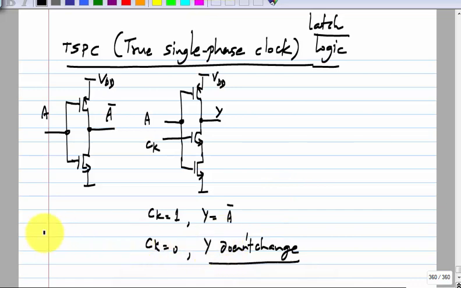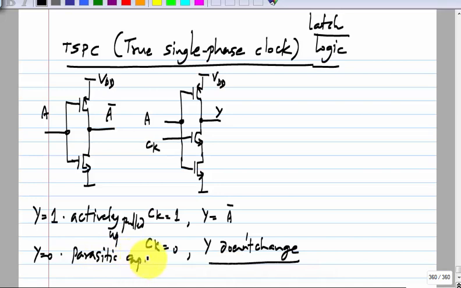So, in this case, when clock is 0, Y equal to 1 is actually actively pulled up, and Y equal to 0 is just dependent on parasitic cap. Is this fine?